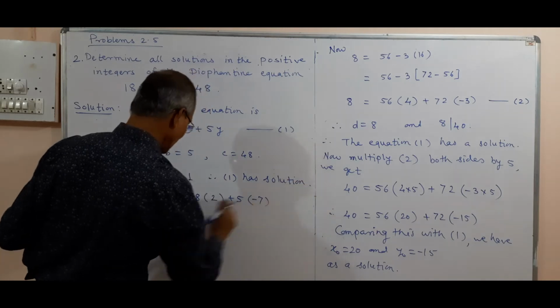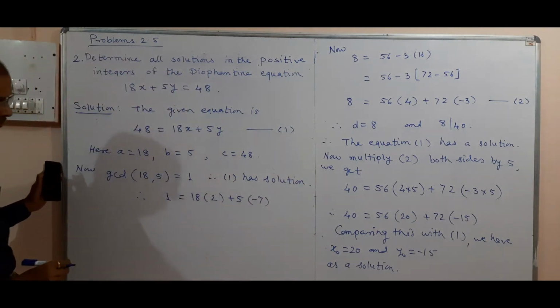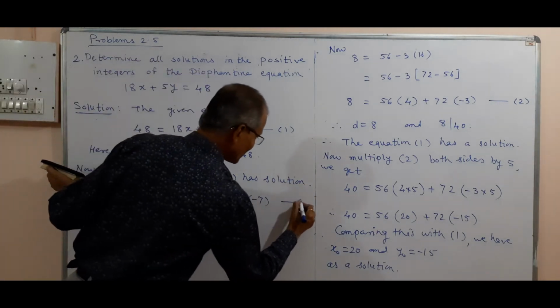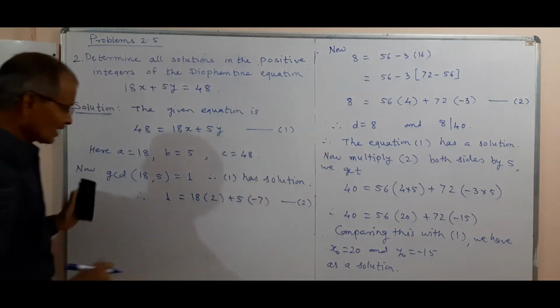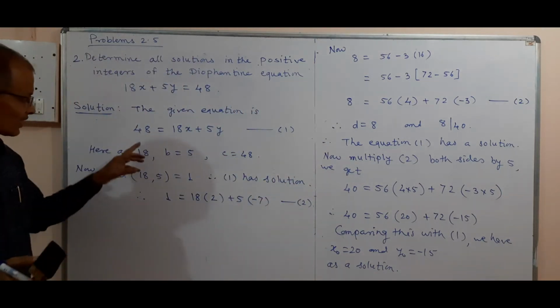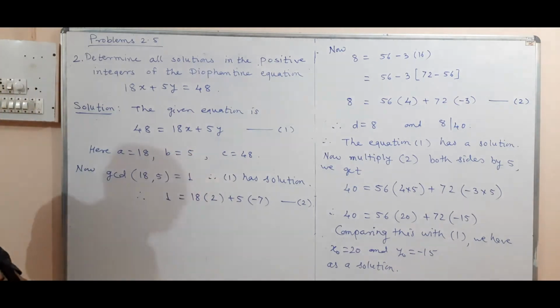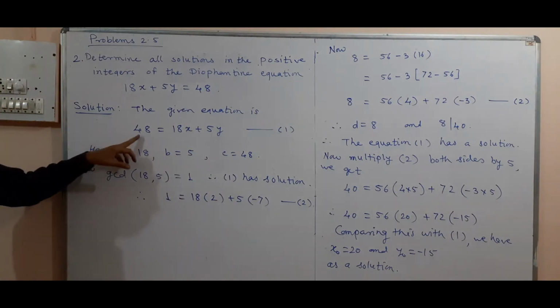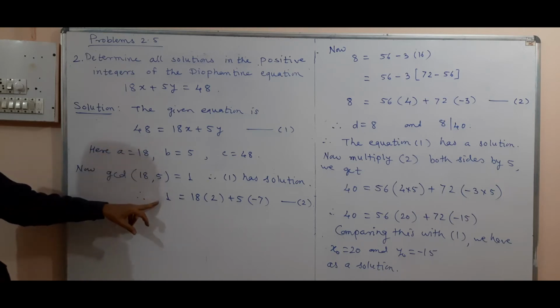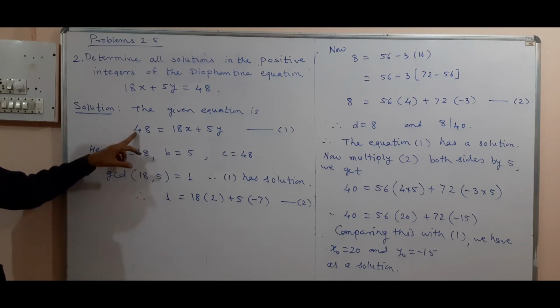And 1 is written as 48 = 18 into 2 plus 5 into minus 7. Now we compare 1 and 2. Now you observe 18, the combination of 18 and 5 must be kept as it is. And we want the left side as 48, one side as 48. So we have to multiply equation 2 by 48.